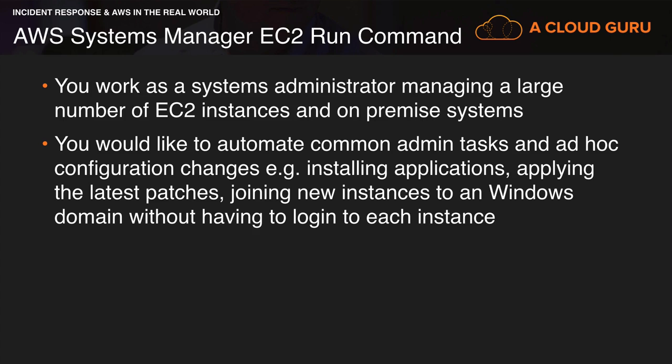These could be things like installing applications, applying the latest security patches, or joining new instances to a Windows domain. You can do this without having to log into each instance individually. You can do this at scale, to 10 instances or 100 instances or 1,000 instances. And it makes sense, right? If you've got 1,000 EC2 instances running your production application and you need to make sure that Windows updates have been applied, you don't want to have to RDP into each instance. You want to do this from the console in a completely scalable way. So let's have a look at what this looks like in the AWS console.